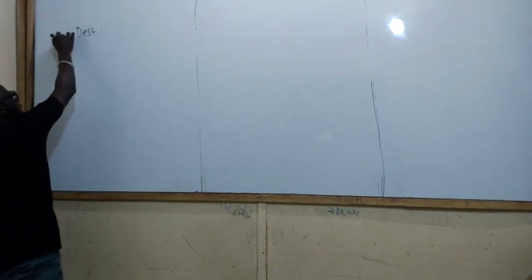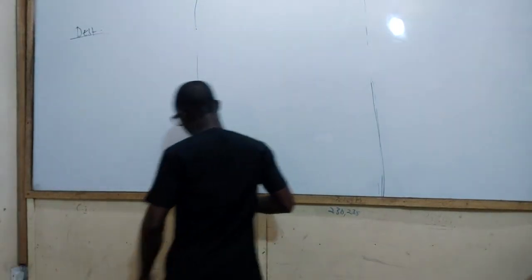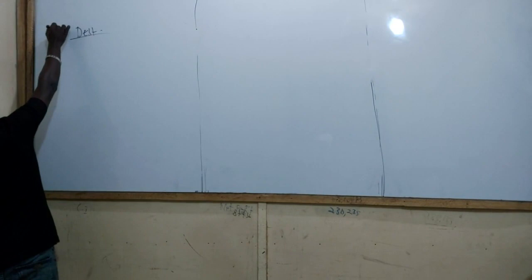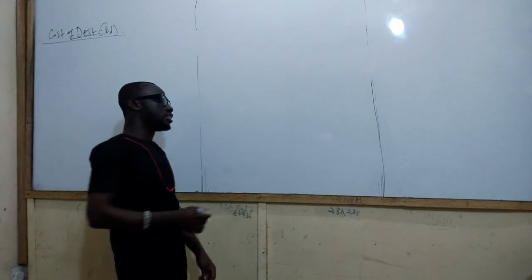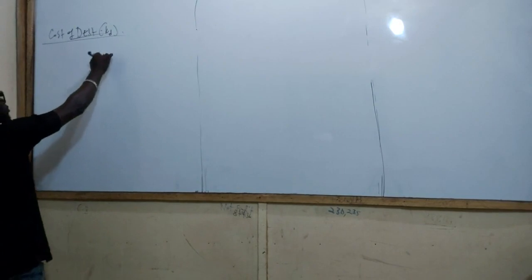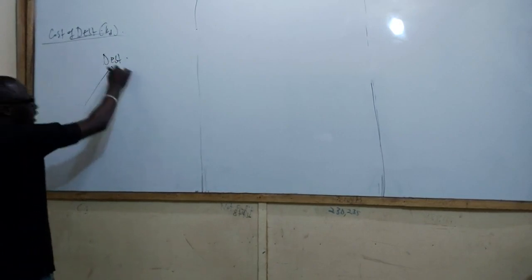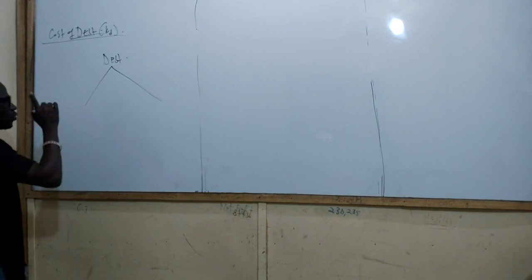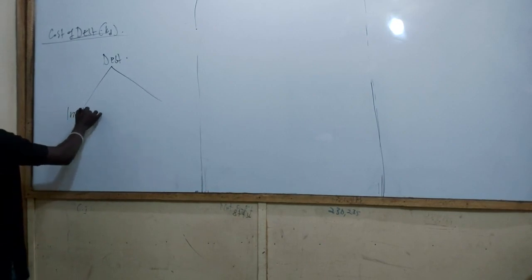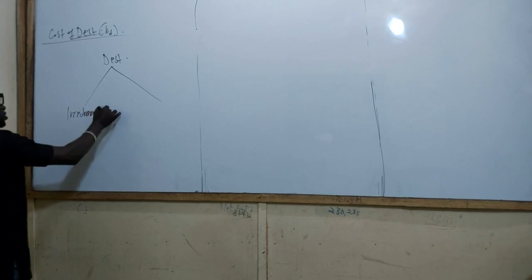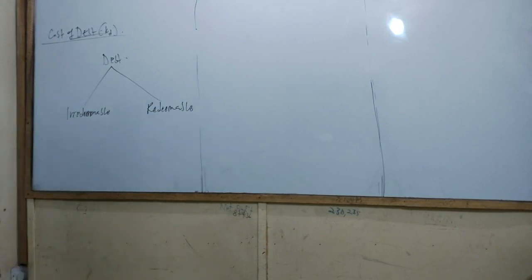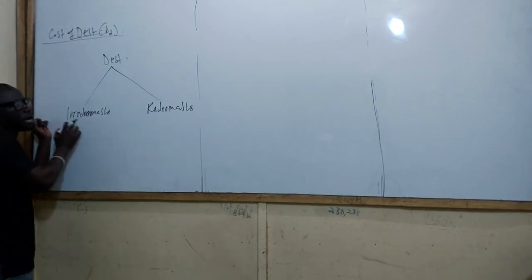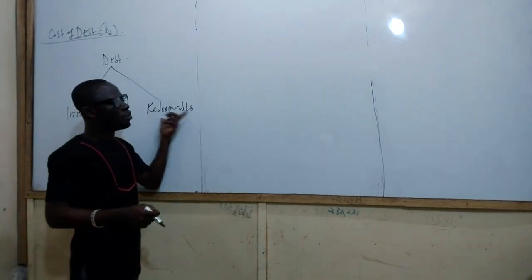So let's go to the final leg, and that is to look at the cost of debt, KD. Now, when it comes to debt, it is usually divided into two. We have the irredeemable debt and then the redeemable debt. The way you calculate the cost of debt for irredeemable is different from the way you calculate for redeemable.